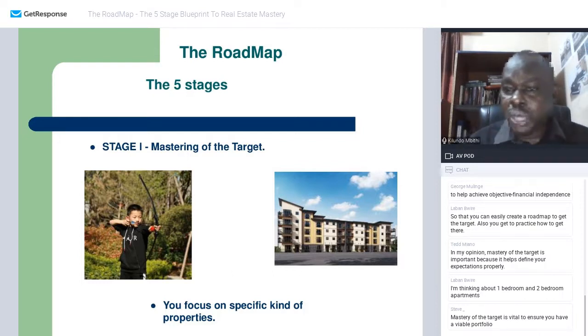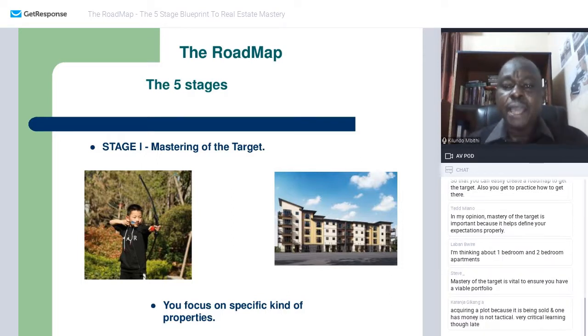We have Ted, who says, in his opinion, mastery of target is important because it helps define your expectations of property. Wonderful, Ted. This is brilliant. The property has an objective, and if the property is not serving your objective, then you have no business buying that property. Makes sense. Yes, that came from Ted. Wonderful, Ted Miano there.